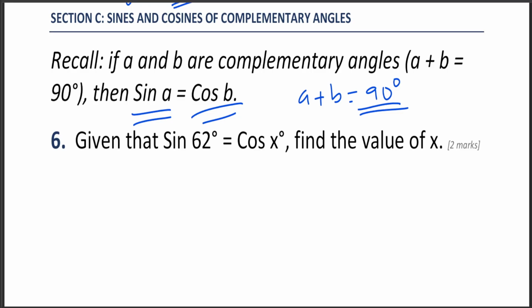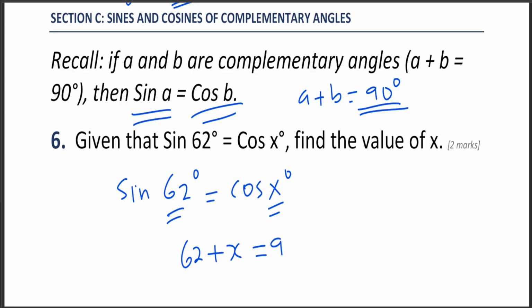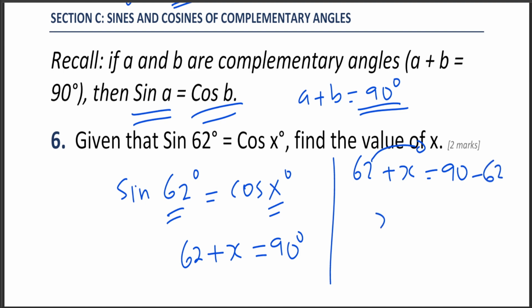So for example, this question, umeambiwa sin 62 is equal to cos x. Now ukaambiwa find the value of x. So what we know is that these two angles, which are 62 and x, if you add them, are supposed to give you 90 degrees. So if you want to find x, what do you need to do? Peleka 62 the other side. Therefore, we subtract 62, and therefore x is equal to 90 minus 62. And that gives you 28. The value of x is 28.